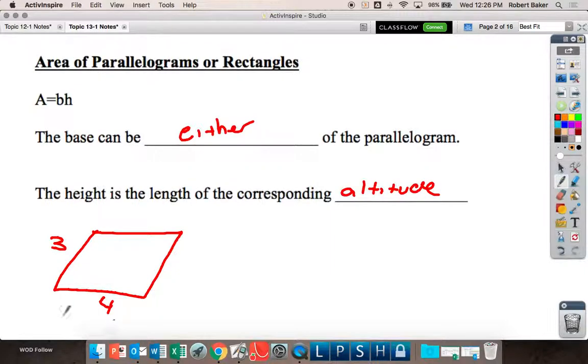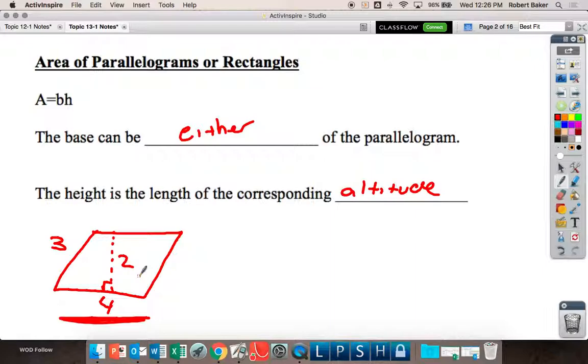This is the base. This 3 is not the height. That's the other base. Okay, the height is the distance between bases. So it'd be like that length right there. You'll usually see a right angle there. We'll call that 2.